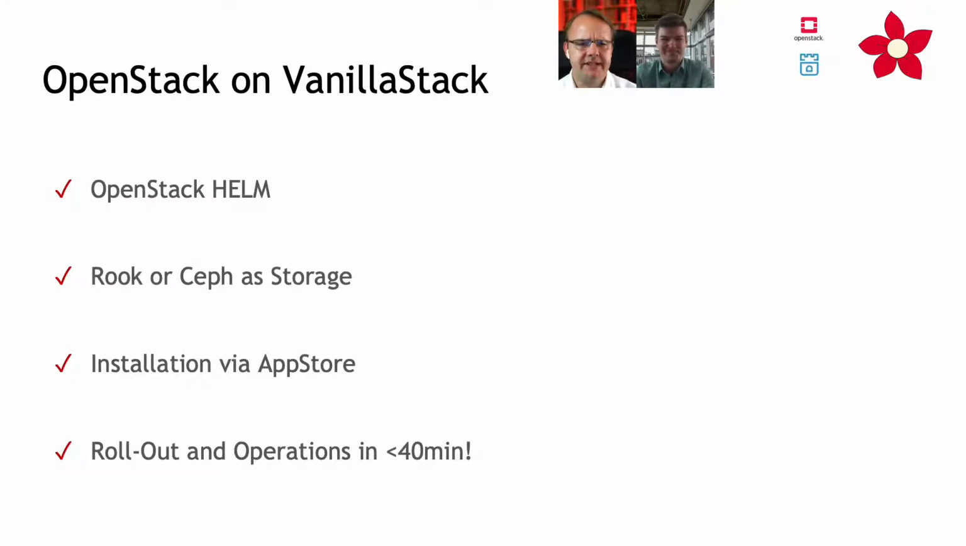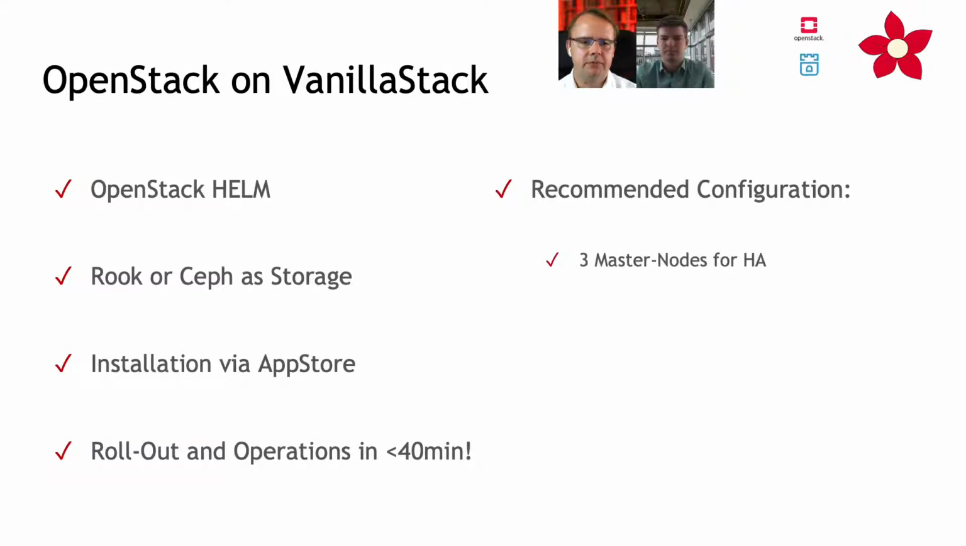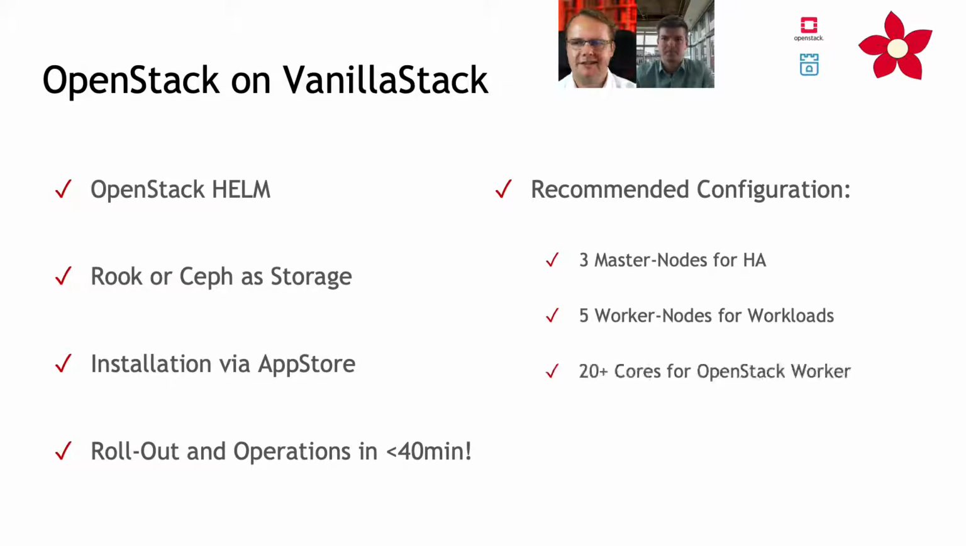Yeah. But that's basically depending on your network connection, on how many machines, on how well they are equipped. In that regard, it plays a big role if you roll it out on HDDs versus SSDs. So keep that in mind. And the recommended configuration for that is 3 masters, 5 workers. We would expect to have 20 plus cores for the OpenStack workers.